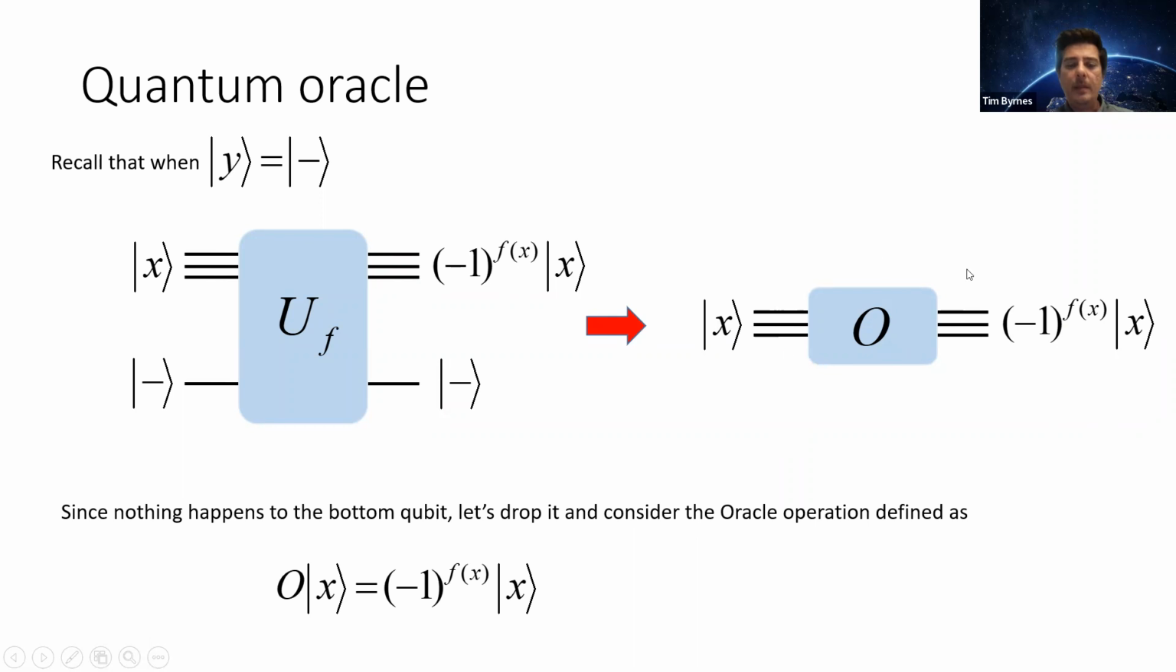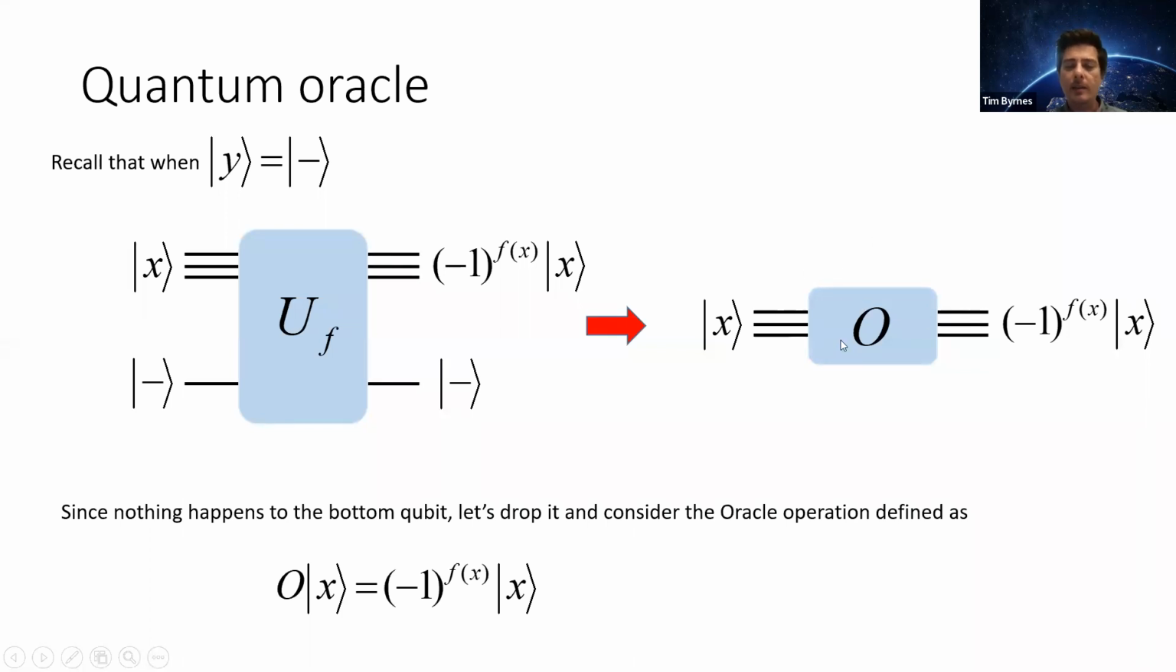And if you just say that that's my definition of the oracle, well, this is a perfectly unitary transform, as you can see here, because if you start with this state, you can easily apply this one twice and then go back to the initial state. So this is a perfectly unitary transform.